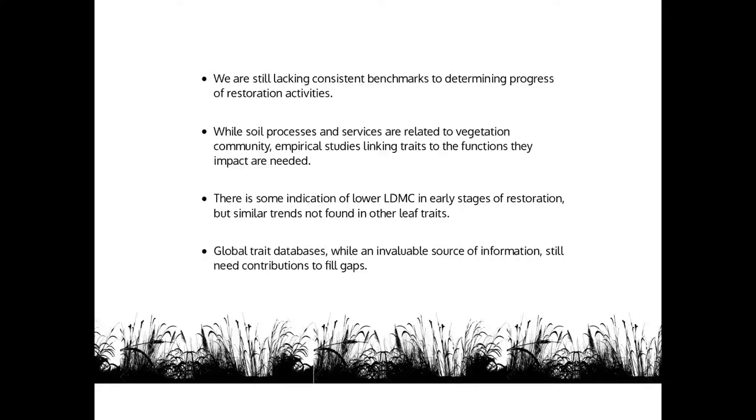We still lack really consistent benchmarks to understand how we restore and why we restore and how we measure these things, and that while soil processes are related to traits such as leaf dry matter content or perhaps functional dispersion, it is tricky to do these analyses over large databases which have a lot of variation. But there are promising indications for the future.